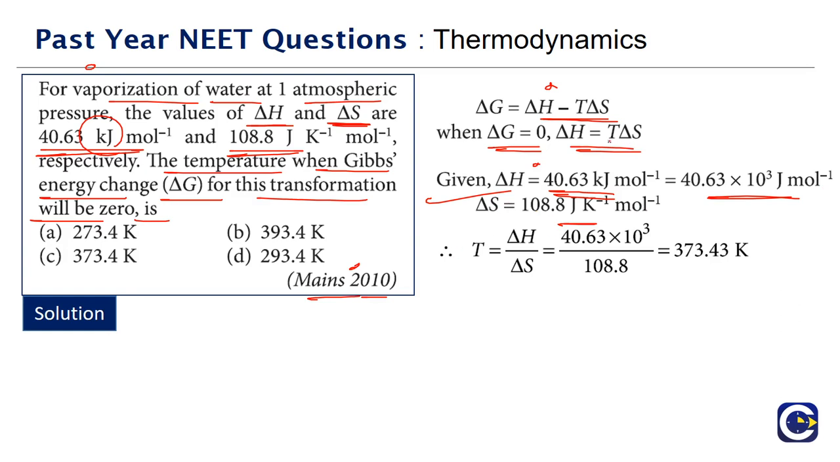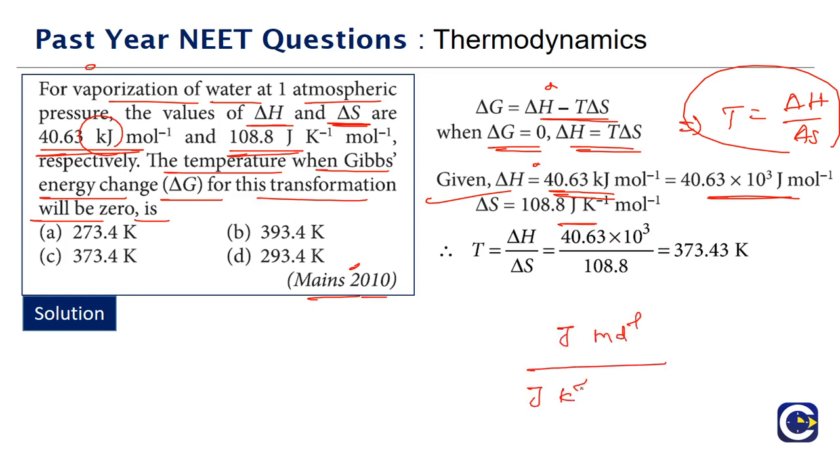So T will be equal to what? From here the temperature we are looking for is what? T will be equal to delta H by delta S. That is the temperature where the Gibbs energy change will be 0 for this transformation. Okay. So it's a straight substitution. 40.63 into 10 power 3 divided by 108.8. So if you look at the units, what is the unit of the numerator? Joule per mole. What is the unit of the denominator? Joule per Kelvin per mole. So this joule per mole is cancelled. The Kelvin will go to the numerator. So the temperature is going to come in the units of Kelvin.